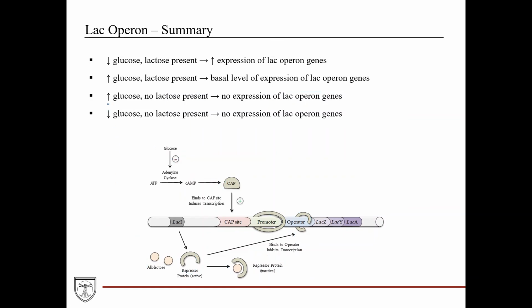Now, if you have increased glucose and there's no lactose around, you're going to have no expression of lac operon genes because, again, you have glucose, decreased cyclic AMP, decreased CAP.